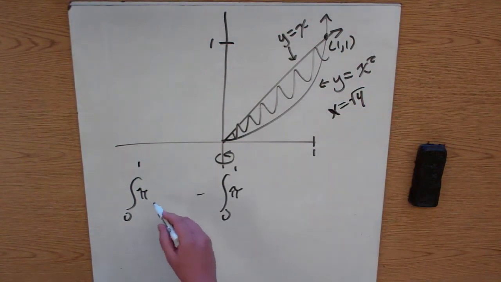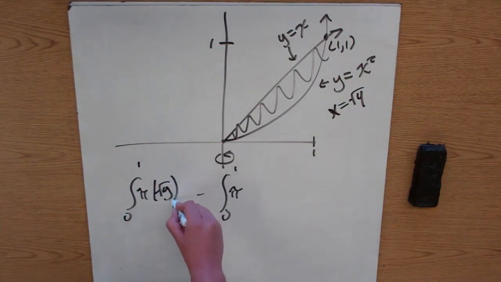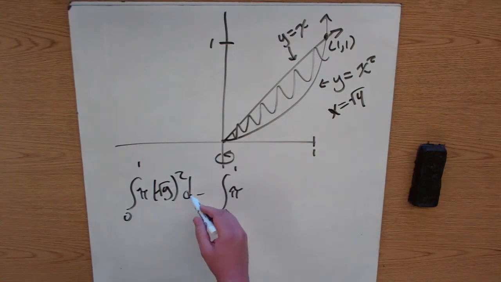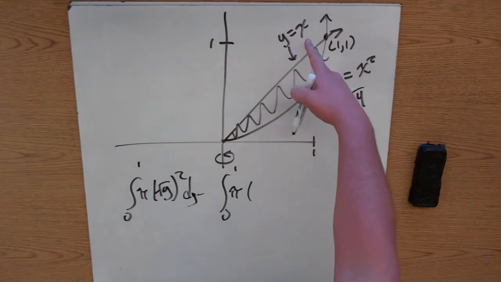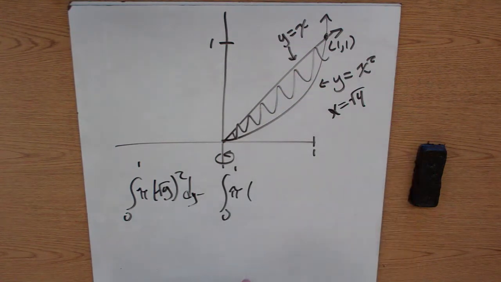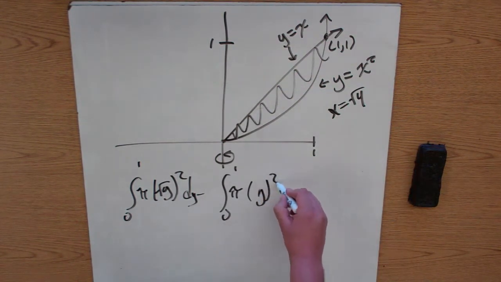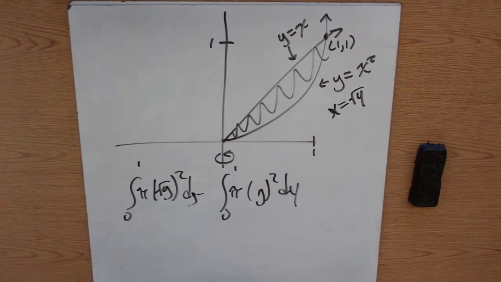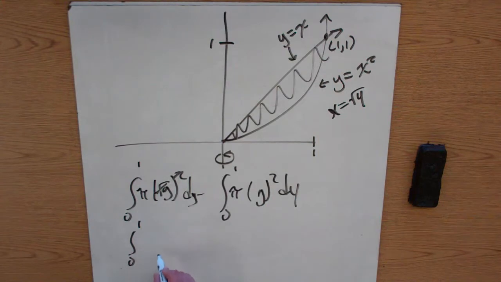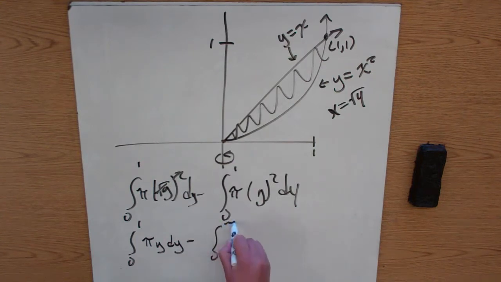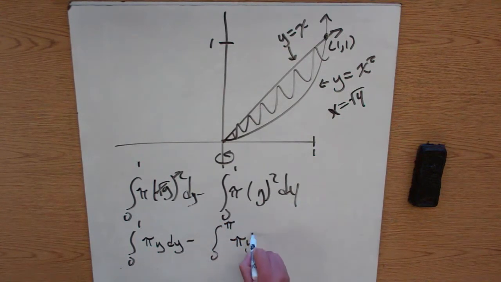So this is going to be the square root of y, squared, dy, minus, when you solve this for x, hey look, it's already solved. x equals y. So this one's just going to be y squared dy. So the squared cancels the square root out. So this is going to be an integral from 0 to 1 of pi times y dy, minus the integral from 0 to 1 of pi times y squared dy.